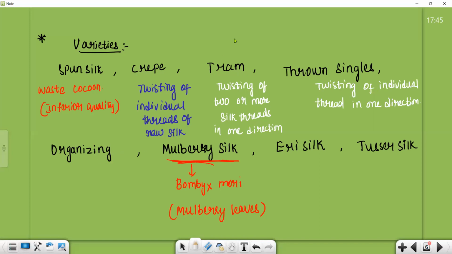Now organzine. See, in organzine, we take individual threads and twist first in one direction. Suppose I am twisting in this direction. Then we bring all together and twist in the opposite direction. It will go in this manner. Understood? It is called organzine. Able to understand, students? Yeah, ma'am.